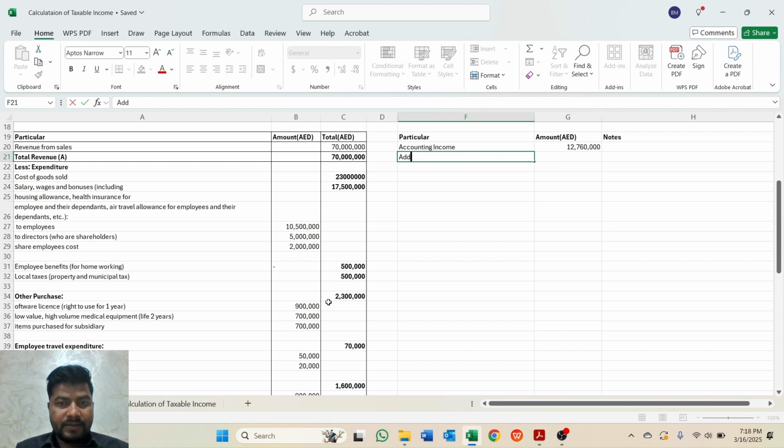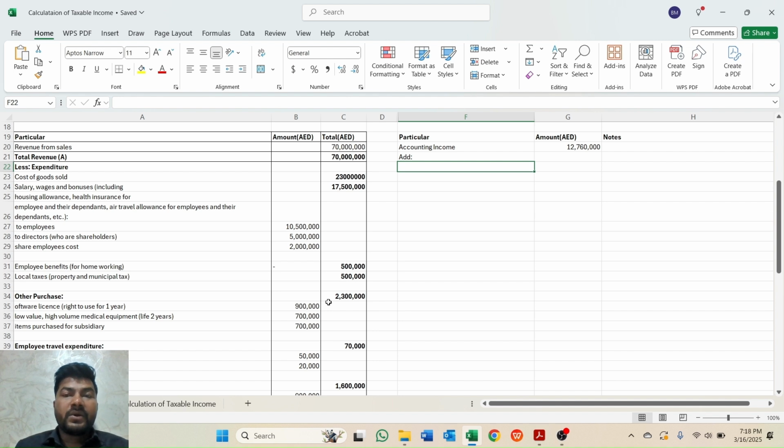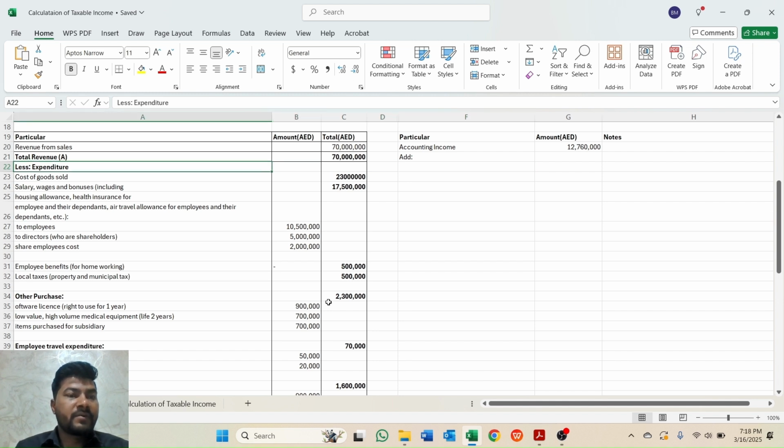Now add it back. What will we add back one by one? Let's see which expenditure they have claimed to be deductible, and whether this needs to be added back or not. So one by one from here.